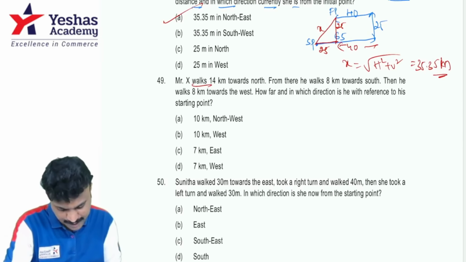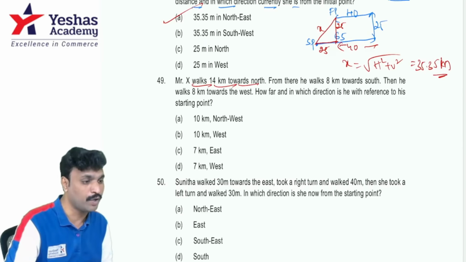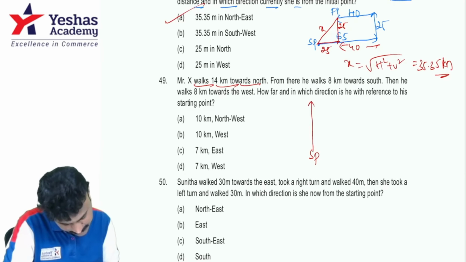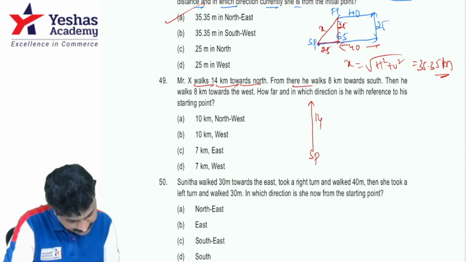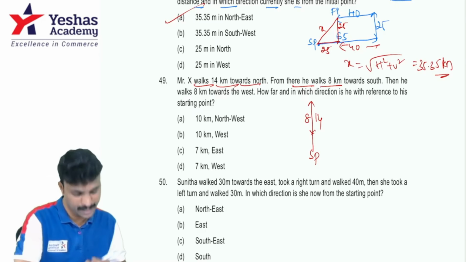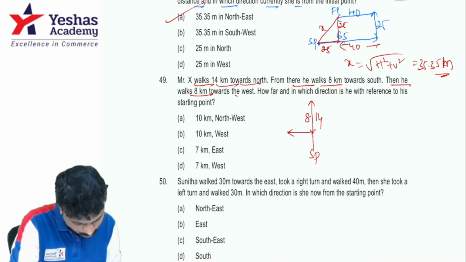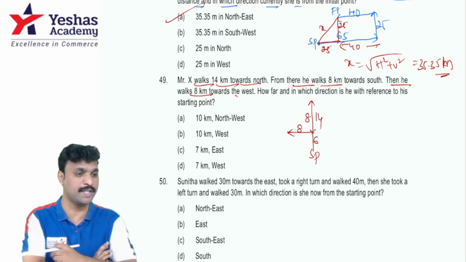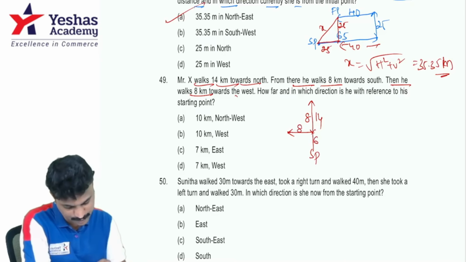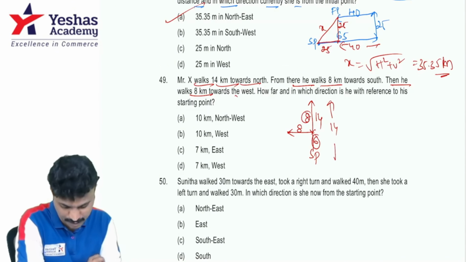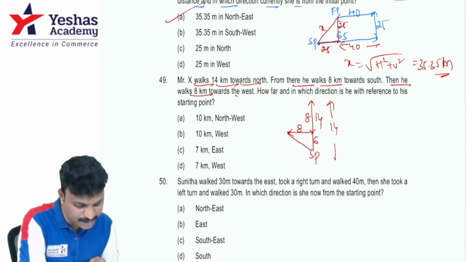49th question. Mr. X walks 14 kilometers towards north from the starting position. 14 kilometers upwards. Then what he does? There he walks 8 kilometers towards south. That means he comes back 8 kilometers towards south. And then he walks 8 kilometers towards west. So towards west he goes 8 kilometers. Can you just tell me what is this distance from the starting point? 6 kilometers. Because total is 14. If this is 8, this should be 6. Have you understood? Now, this is the distance I have to find out.